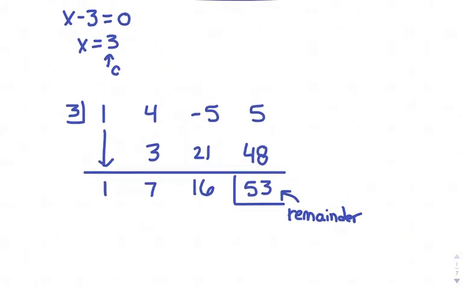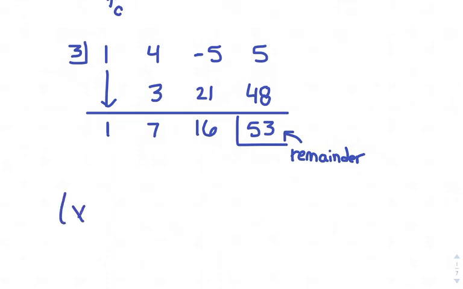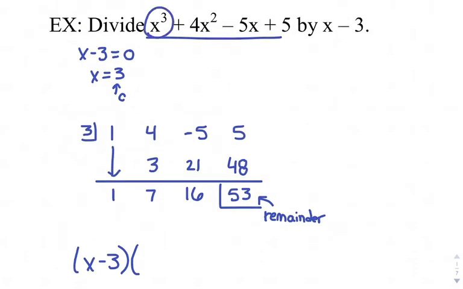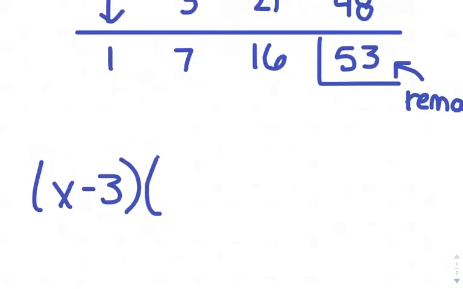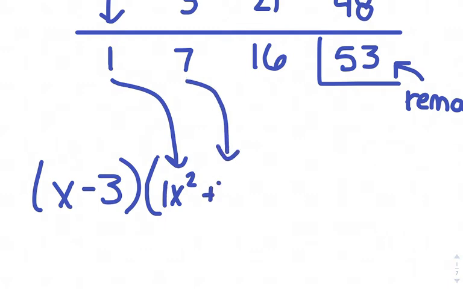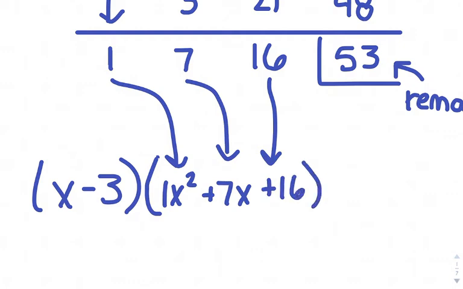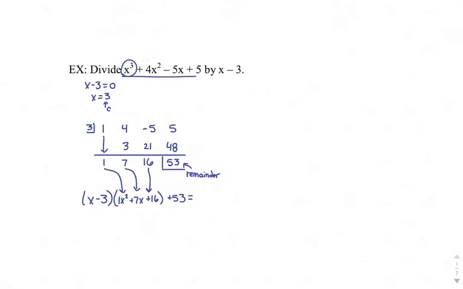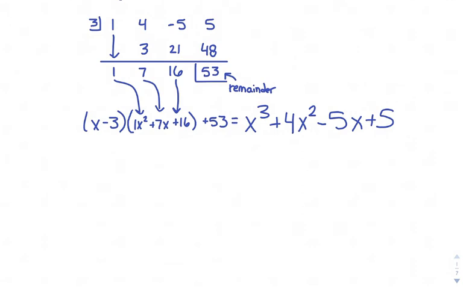So now to write this function, well, I know my factor is x minus 3. So it's going to be x minus 3, and then I always start with a degree lower. So in my original one I have x cubed, which means in this one I'm going to start with x squared. So it's going to be 1 x squared, and then I just keep going down the line. So plus 7x, and then plus 16, and then remember the remainder goes on the outside, plus 53. And then it equals what I had as my original equation. So what you just did is you factored your equation by using division.